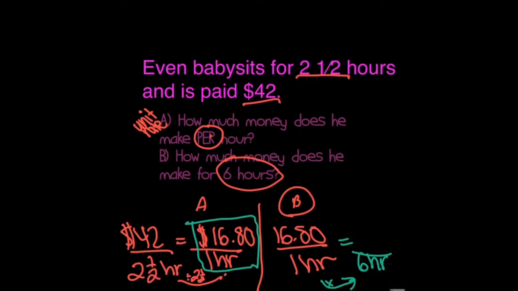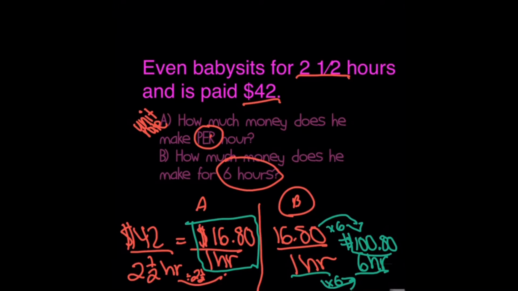All we have to do over here is multiply. This time we're not dividing, and this makes sense because to get from 1 hour to 6 hours, am I going to be dividing by 6 or multiplying by 6? 1 times 6 gets me to 6 hours. Again, whatever I do to the denominator, I must do to the numerator. So I do the same thing on the top, and when I times by 6, I get 100.8, but remember to put that 0 in, and the dollar sign. That's your answer.